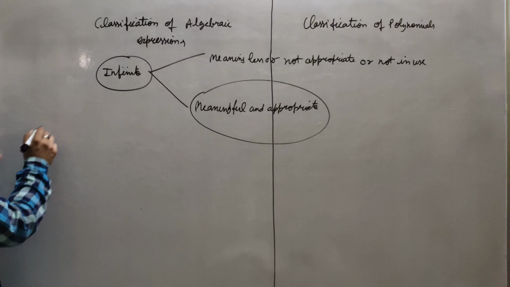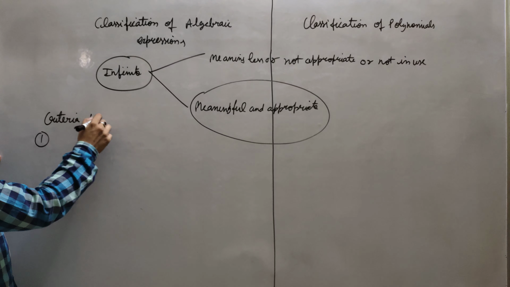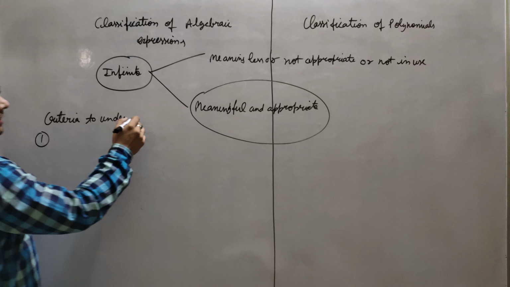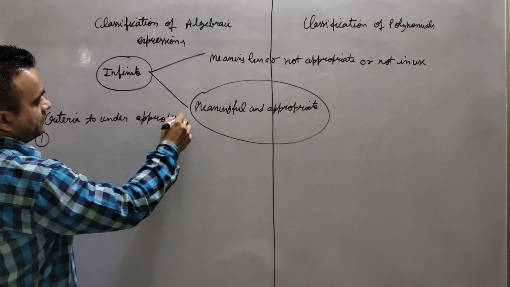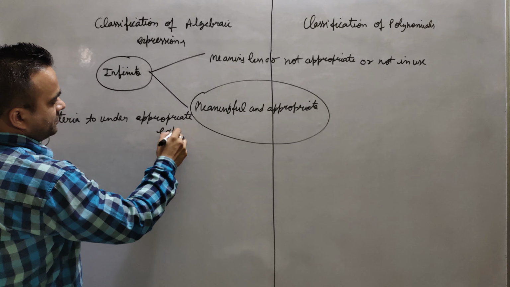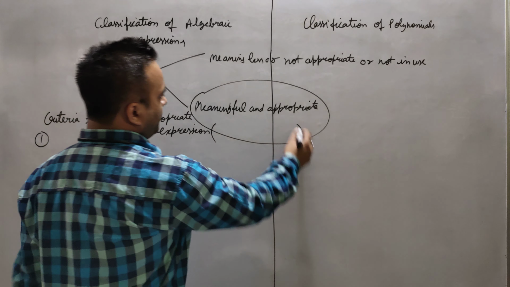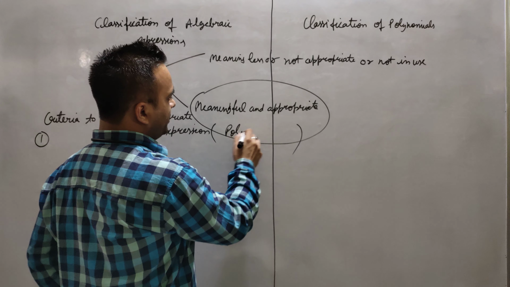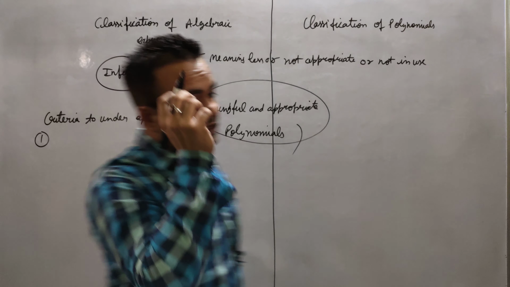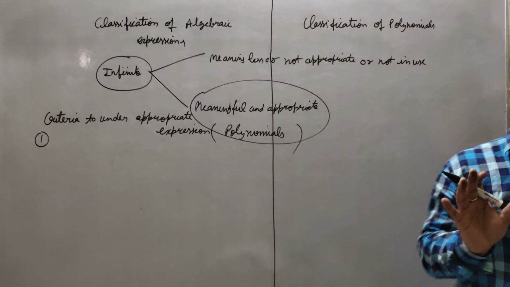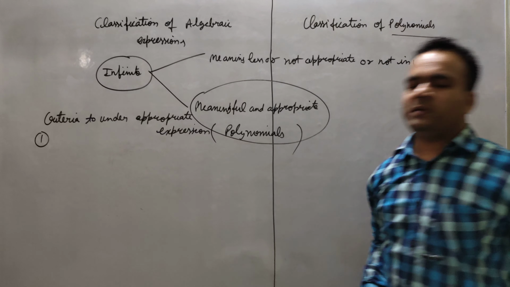Number first, criteria to understand appropriate expressions. You know what is the name of that appropriate expression? We call it polynomial. Now I hope you have understood, polynomial is a part of algebraic expressions. It is not something else. It is a part of algebraic expressions.